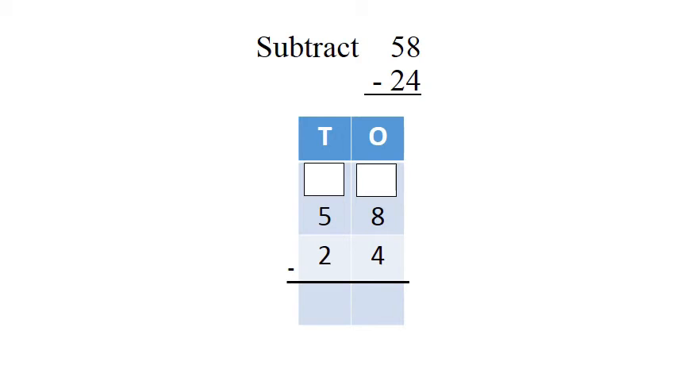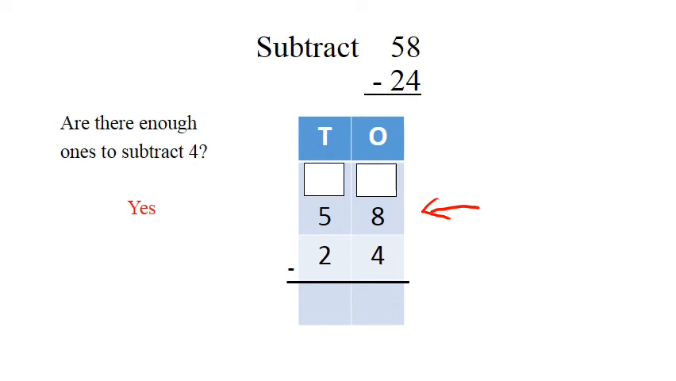The ones place. We're going to look at the ones, and we are going to ask ourselves, is there enough to subtract 4? Remember, I always start with my bigger number, the one on top. I have 58, and they want to take away 24. So I have 8 ones, and they want to subtract 4 ones. So my question is, is there more on top or more on the floor? Well, in this case, I have more on top. So my poem says, no need to stop. I have enough. So my answer is yes, I have enough.